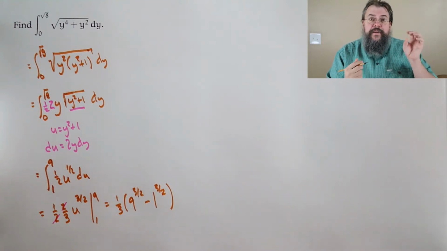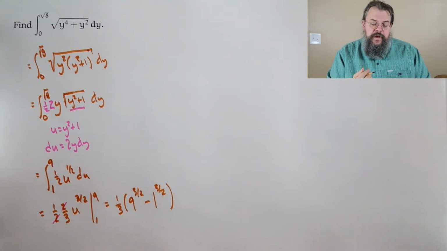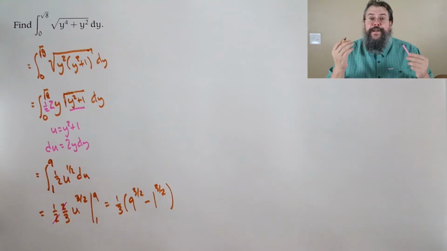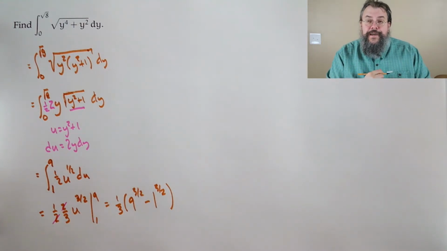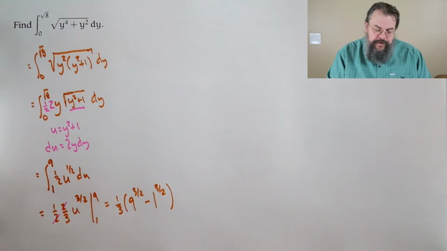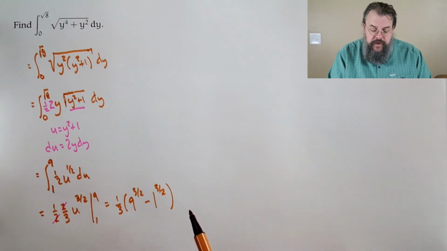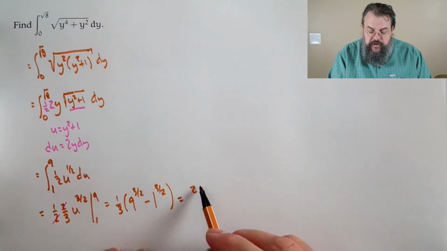Another thing you could do is say, oh, that's like 9 times square root of 9, which is 9 times 3, which is 27. And of course, the really hard thing you can do is say, well, 9 cubed is 729, and then the square root of 729 is 27. That's the hard thing, though. We won't do that. But the point is that's 27. 1 to 3/2 is easy. That's 1. So we end up with 26/3.